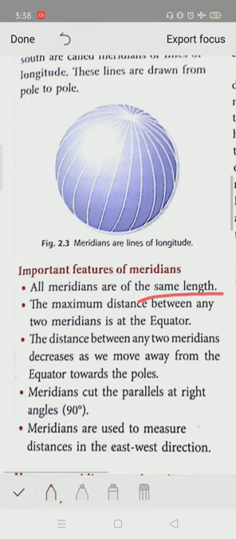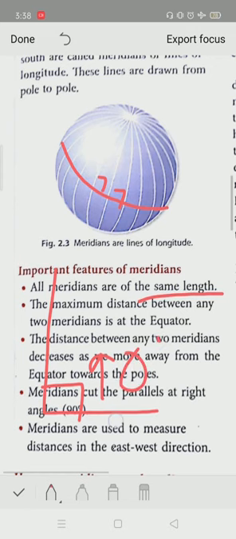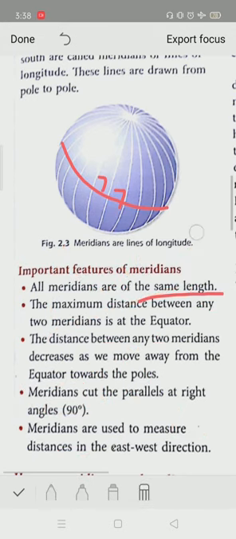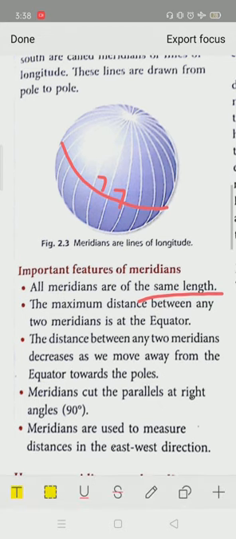Meridians cut the parallels at 90-degree angles. Now see, if I draw a line here, they will all make a 90-degree angle. 90 degree is this way, straight, 90 degree. Okay, so this is latitude, this is longitude. So when these two intersect, they will make a 90-degree angle. See here, यहाँ पे भी वो 90. I will show you in the diagram as well.